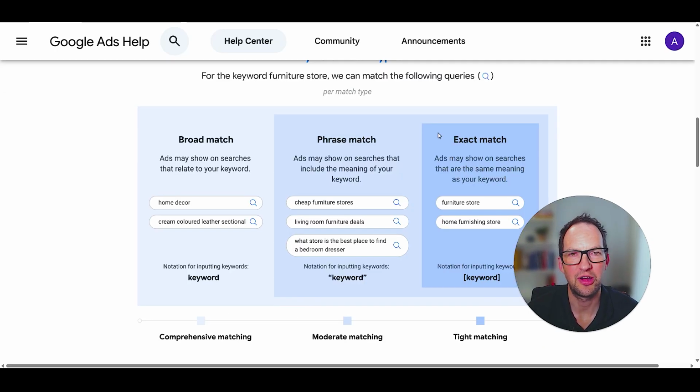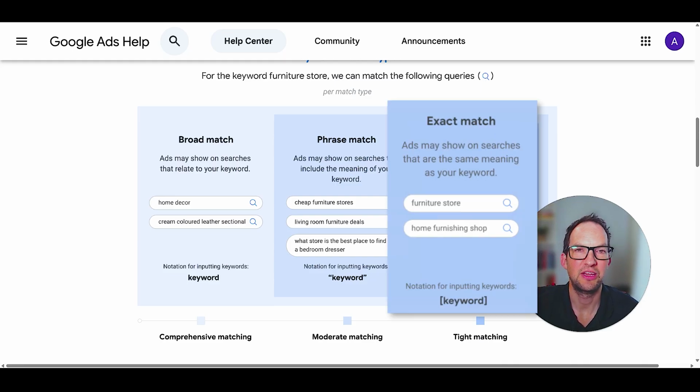When it comes to match type, there are three different match types that Google offers. We'll focus on just the broad match and the exact match. Exact match is going to show your ads on searches that pretty much have the same meaning as the keyword that you type in. So if you've used something like roof replacement, it's going to show maybe roofing replacement, roof replacement, and your suburb or your town.